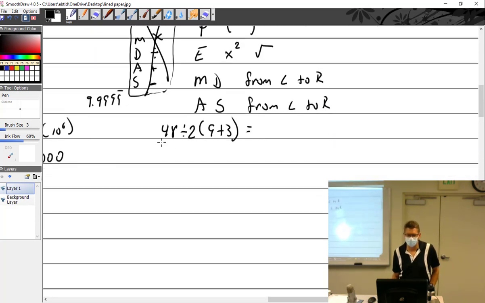Okay, well, when we look at this, what's the first thing we do? Parentheses. So 9 plus 3 is 12. Well, it's still in the parentheses. 48 divided by 2. So this parentheses means what? It means multiply. So we'll just do it from left to right, since I don't think it's going to matter. So 48 divided by 2 is 24 times 12. 288. Okay. So just remember that.